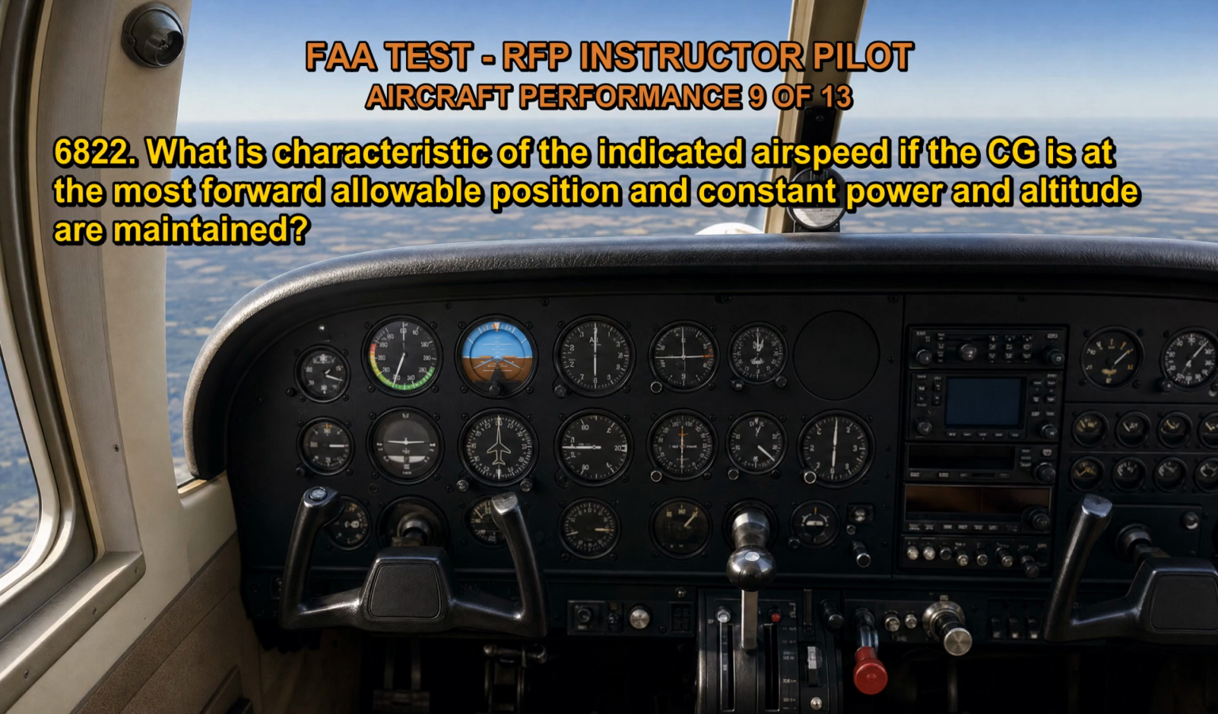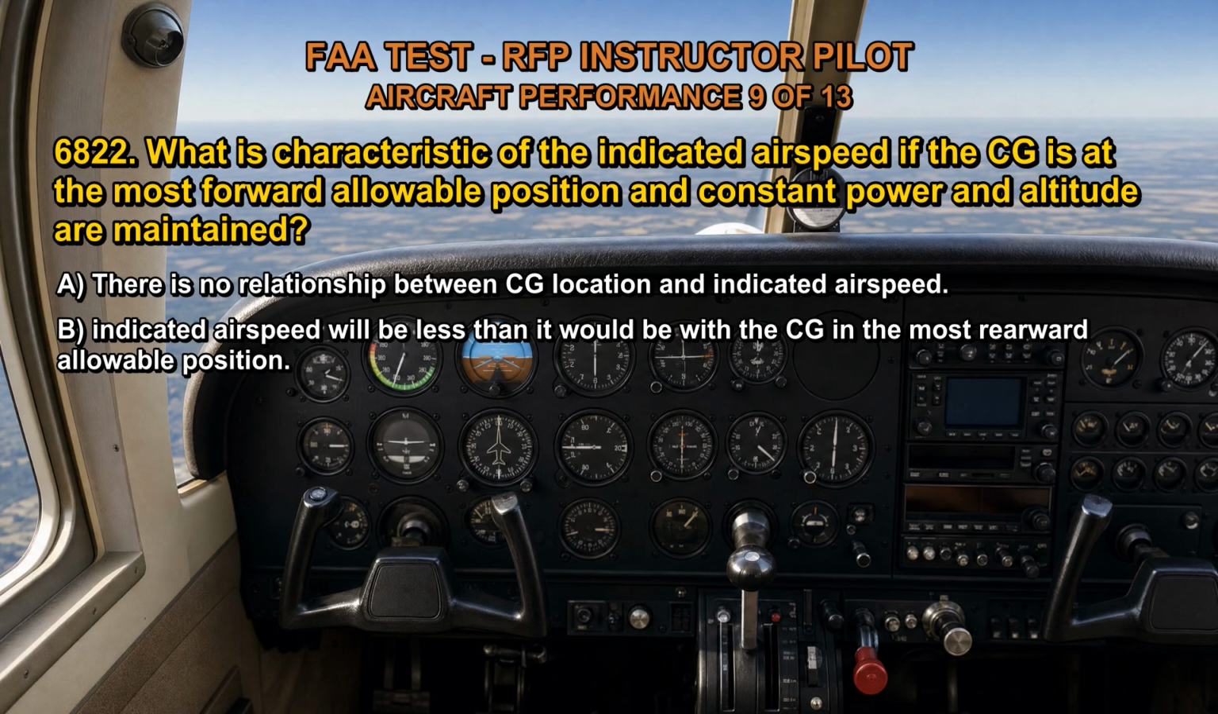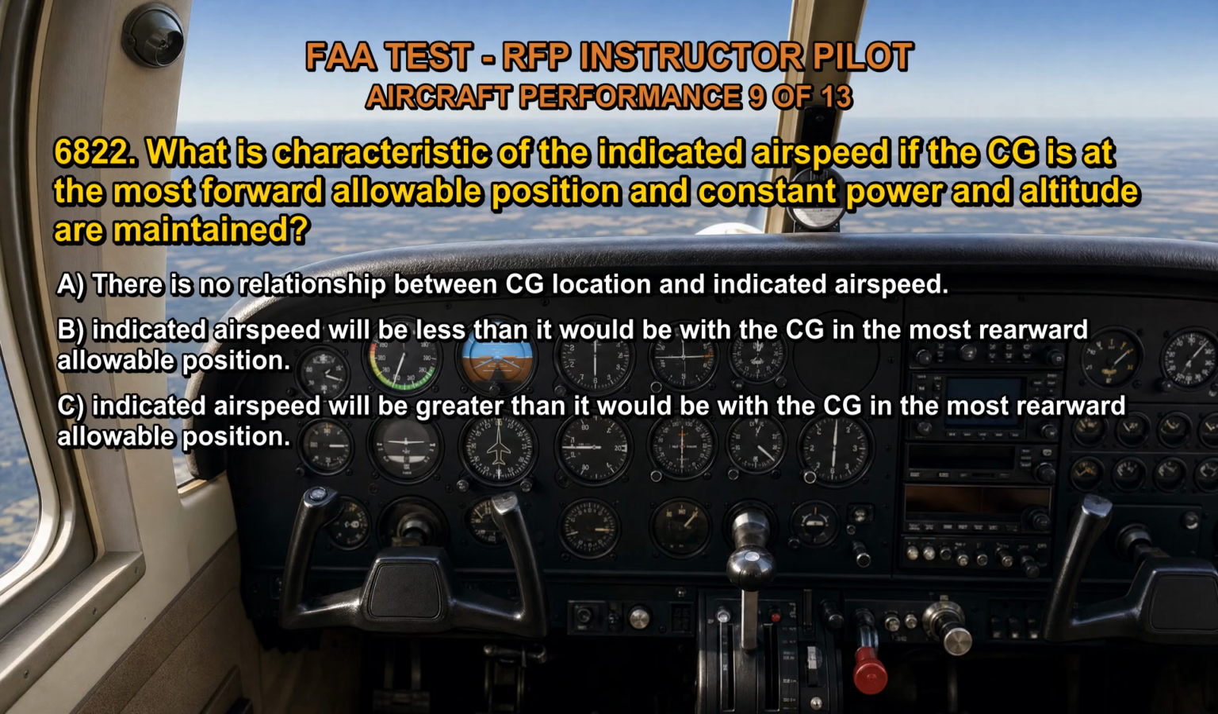Q6822. What is characteristic of the indicated airspeed if the CG is at the most forward allowable position and constant power and altitude are maintained? A. There is no relationship between CG location and indicated airspeed. B. Indicated airspeed will be less than it would be with the CG in the most rearward allowable position. C. Indicated airspeed will be greater than it would be with the CG in the most rearward allowable position.